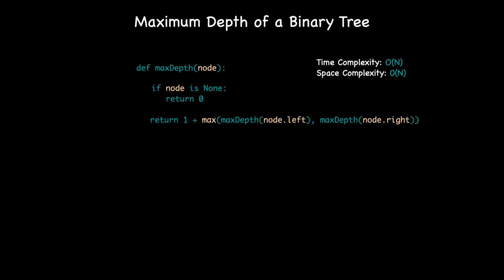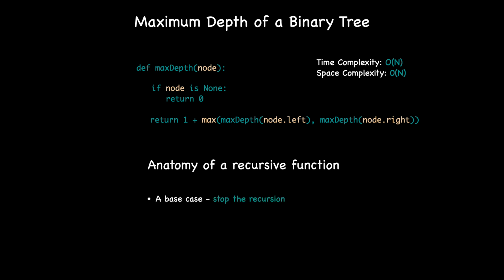To sum it up, here's what the anatomy of a typical recursive function looks like. It will always have a base case, which is meant to stop the recursion. It will have a recursive step where the function calls itself but with a smaller input. So next we will walk through the function call stack of maxDepth and see how it unfolds.